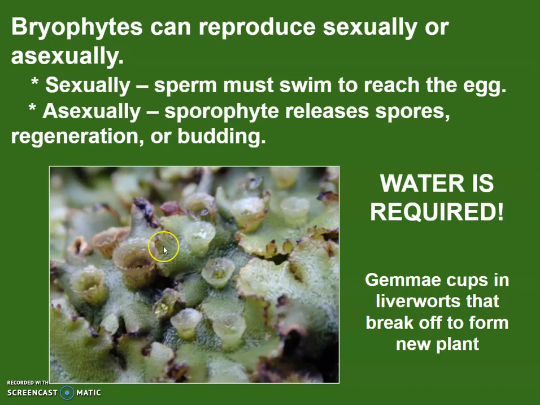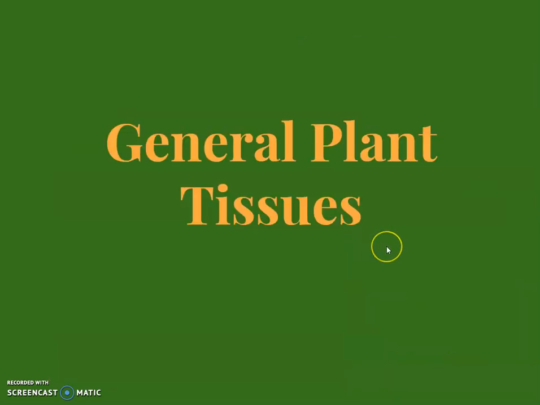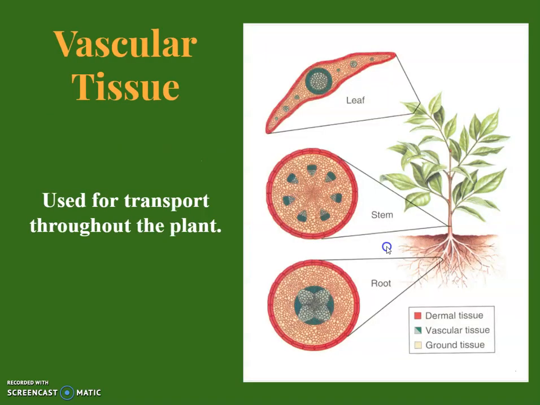And then just the cups here on the liverwort are a portion that can pop off to create a new plant through budding. Now we're going to look at some general plant tissues. We're going to look first at vascular tissue. This is what's used for transport throughout the plant. Once again, those bryophytes do not have this vascular tissue, but those other three types of plants do.